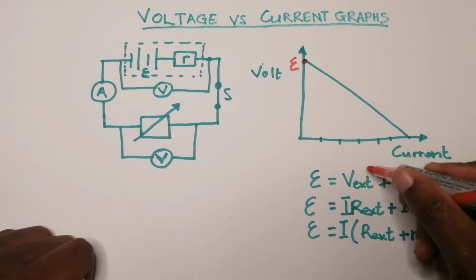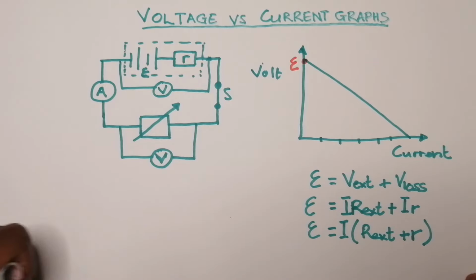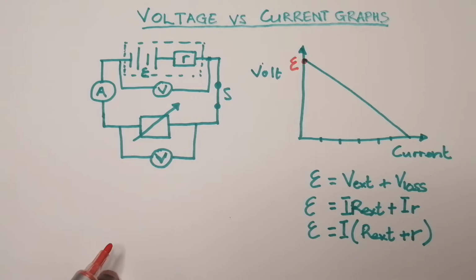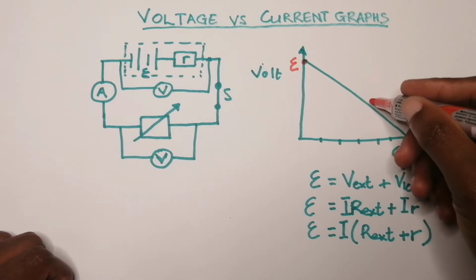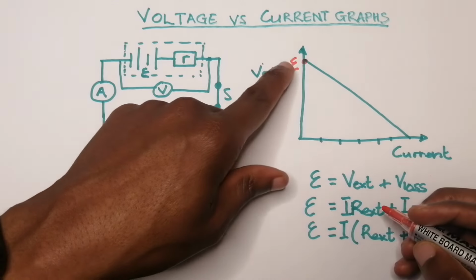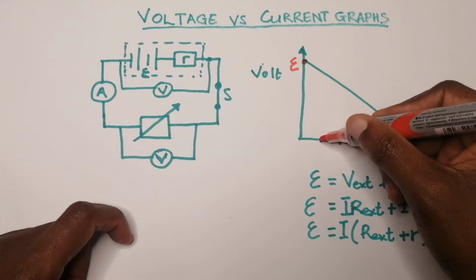In this case, the external voltage decreases because some of the energy is lost due to the internal resistance. So the more you keep increasing current, the greater our V loss value, and as a result our V external value keeps decreasing. And that's what gives this trend that you have over there. So in fact, there are two things I want you to note: the EMF value, but we can also determine something else.